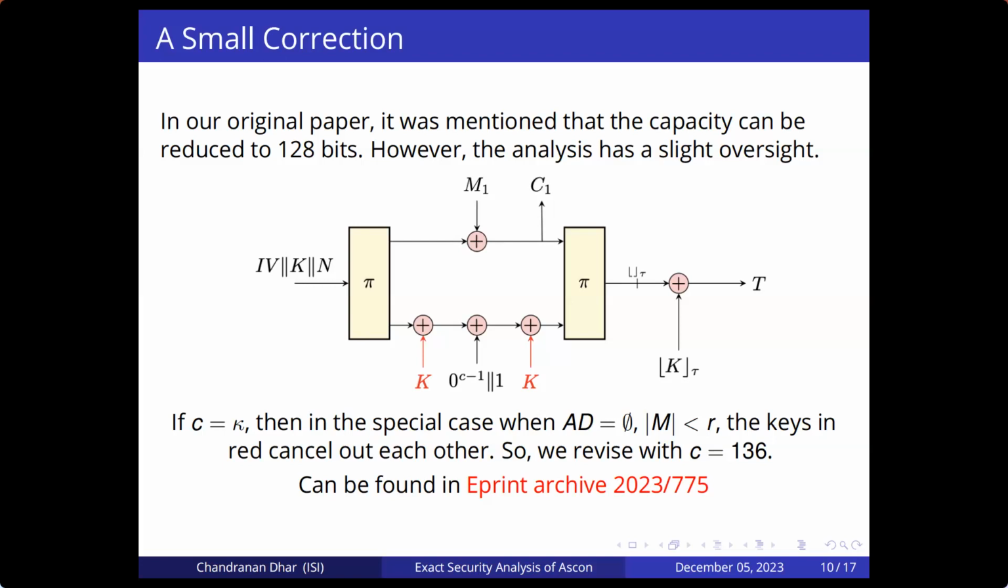So we just revise it with 1 byte of extra capacity. From 128 we increase it to 136, and this has been corrected and can be found in the ePrint archive.